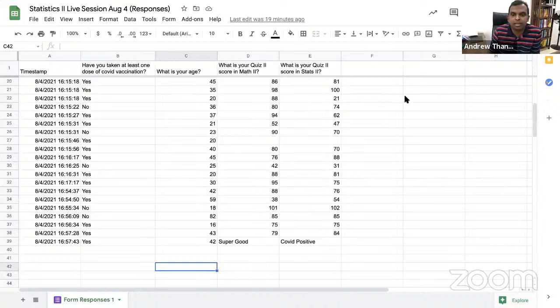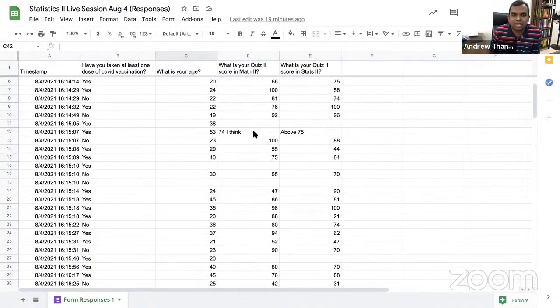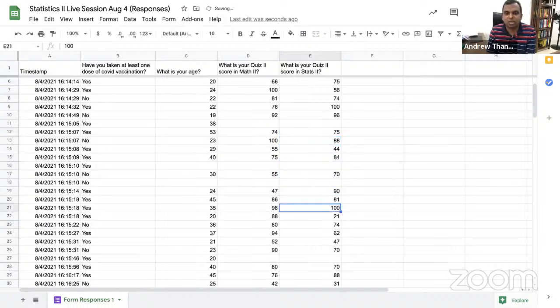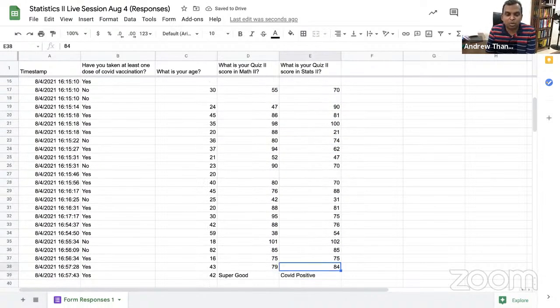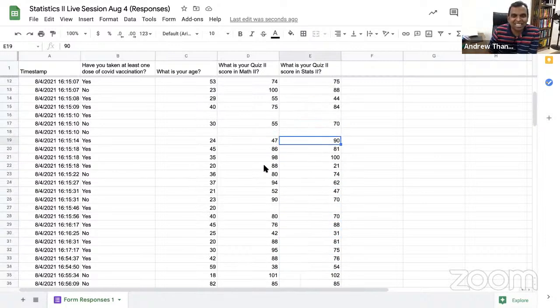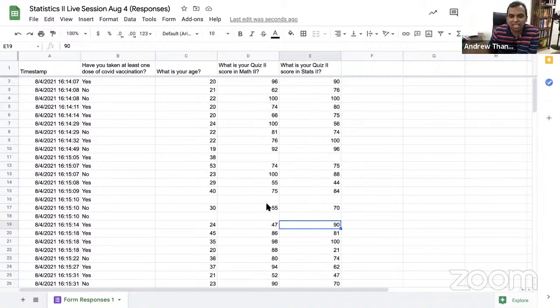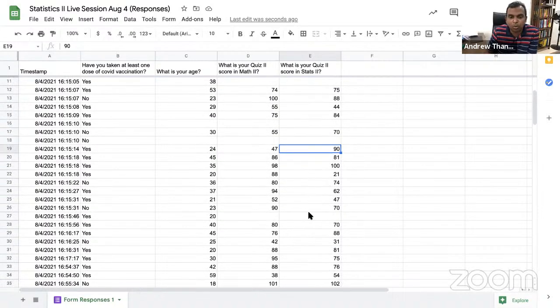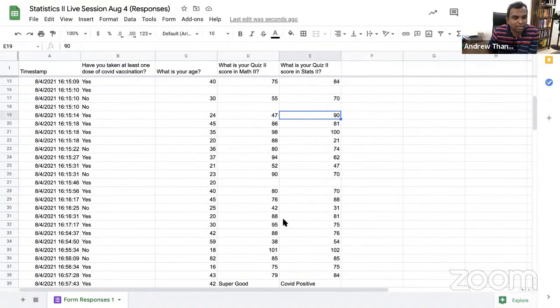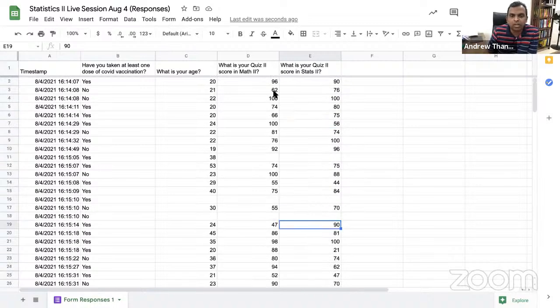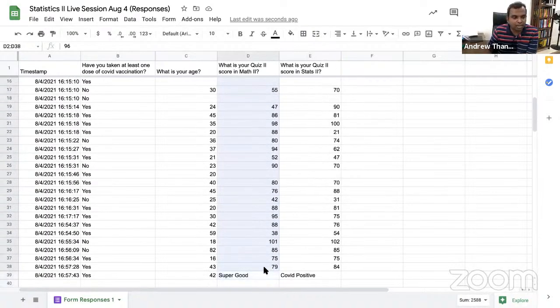Here's the survey results. This is where all this will hurt me. 74, I think. So above 75, I'm going to take it as 75. And then super good and COVID positive and all, I'm not going to take into account. So I'll take 33 just like before. And some people have not responded. I see 1, 2, 3. There are 3 blanks, 4 blanks. Since there are 4 blanks, we can go up to 38. Then there are 4 blanks, right? So that's good.